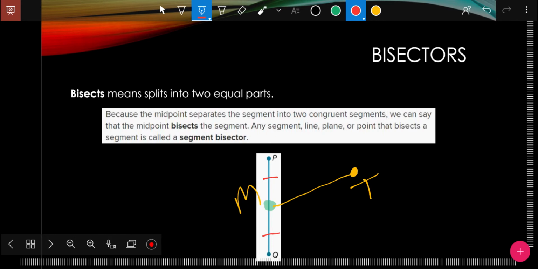So a plane can be a bisector. A line can be a bisector. You have to know what's getting bisected. So in this case, I would say segment MT bisects segment PQ. So segment PQ is getting bisected. It's getting split up.